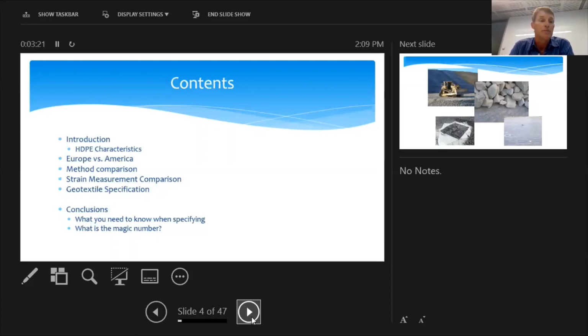Then we'll look at geotextile specification in terms of what is important when you're specifying geotextiles for protection, and then going into conclusions about what you need to know when specifying strain values, and then what the magic numbers are. And to be honest, I've gone out on a limb here, and this is something that some people are going to like me for and some people are not going to like me for, but a number has to be put down, and that's what I've attempted to do at the end of this presentation.